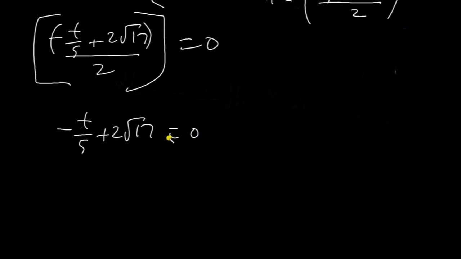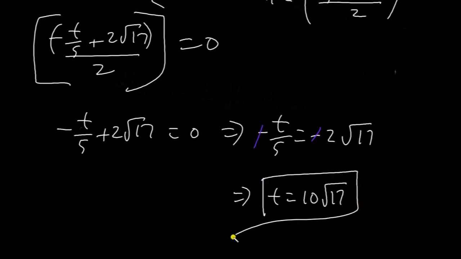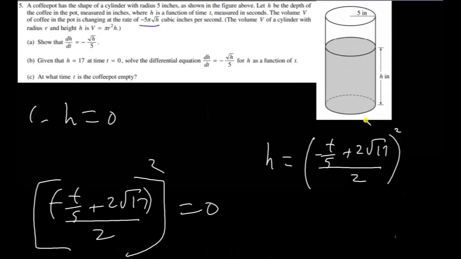I'll subtract 2 square root of 17 to get me negative t over 5 is negative 2 square root of 17. I can cancel the negative signs, multiply by 5, and that'll get me t is 10 square root 17, like that. Look at that, awesome. So that is part C. That was the last one. That was a pretty nice, calm part C. That was a 1-point question. We're done with that. Move on to question number 6.